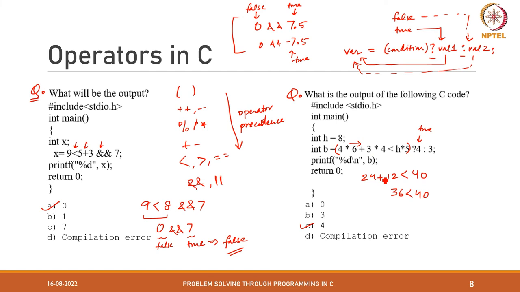Next we will do the addition operation, because the next in the precedence table is the addition operation. Once we do it, it will be 36, and then we'll do the relational operation with 40. So 36 is less than 40. Yes, that is true. 36 is in fact less than 40. So the part which is after the question mark and before the colon will be evaluated, that is the value of 4 will be saved in the variable b. So when you print b, the answer will be 4.